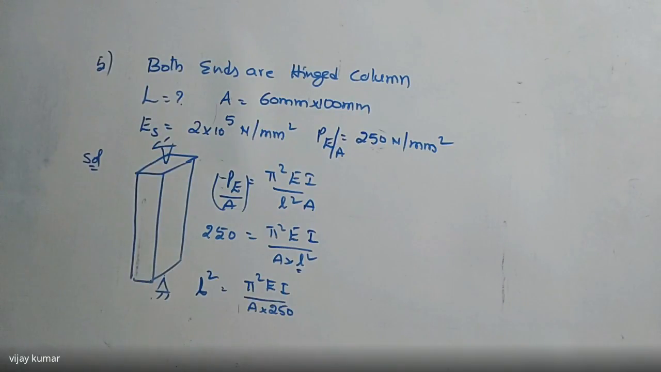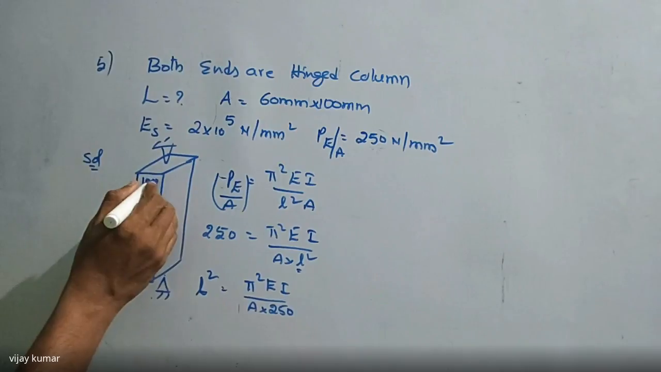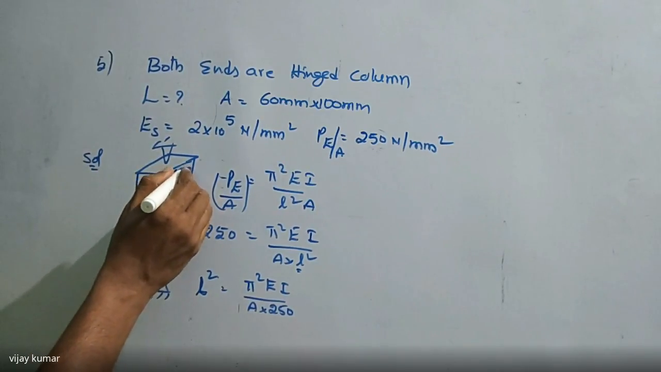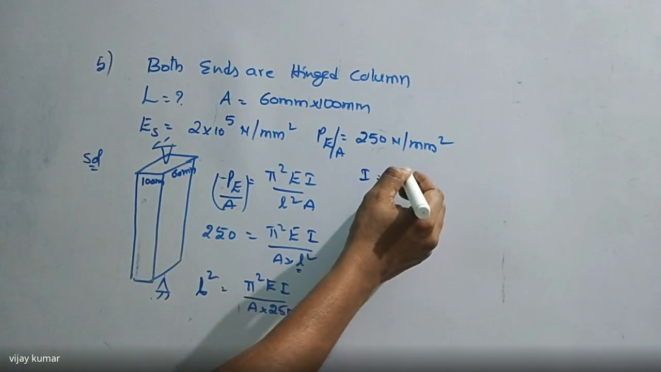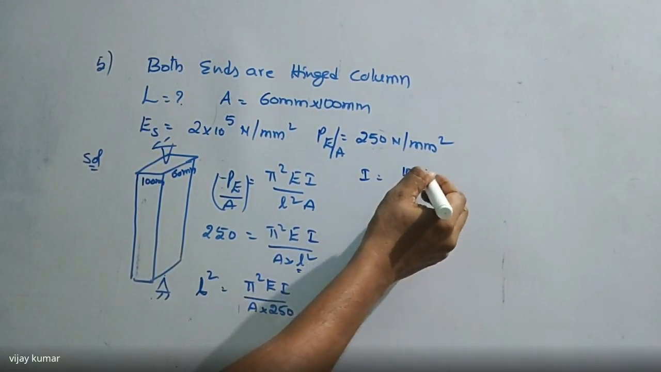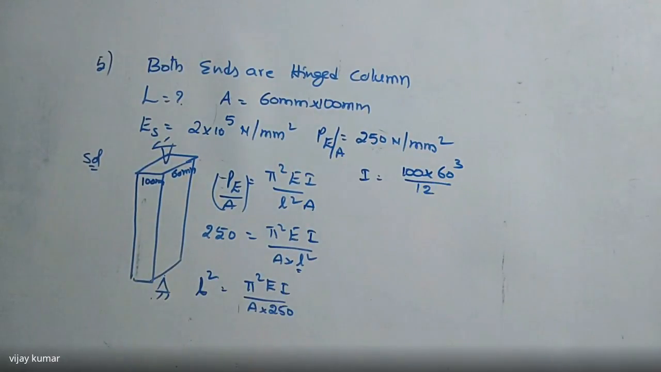Then what is the I value here? I value is nothing but BD cube by 12. So this is 100 mm and this one is 60 mm. So I value is equal to B is 100, D is 60, all power 3 divided by 12. I get my point or not? Right. So then I'm going to substitute here.